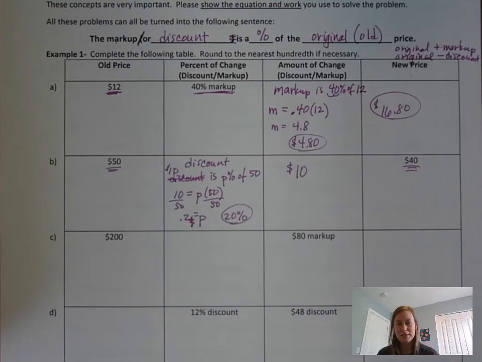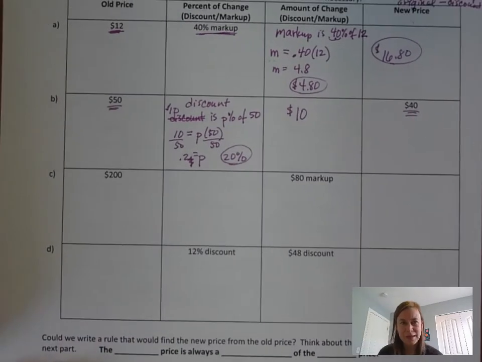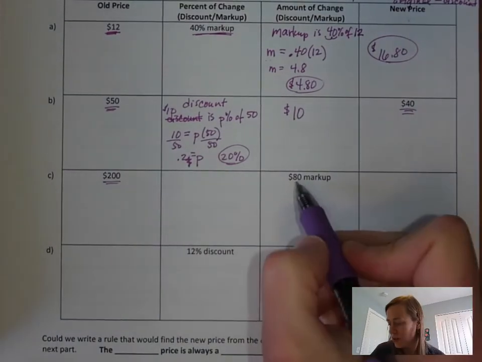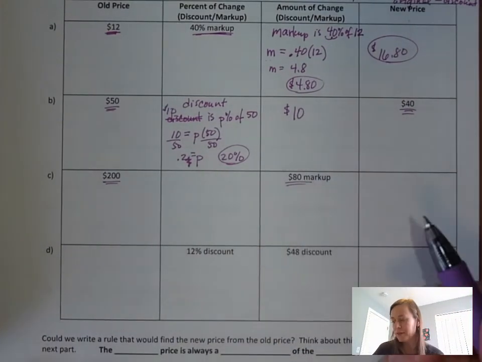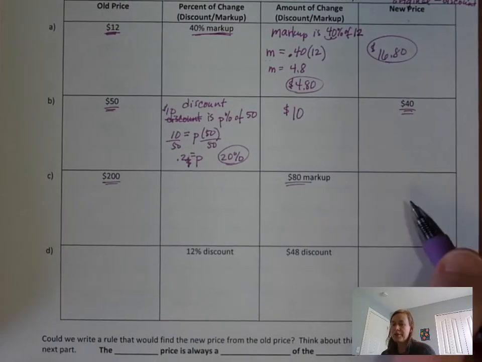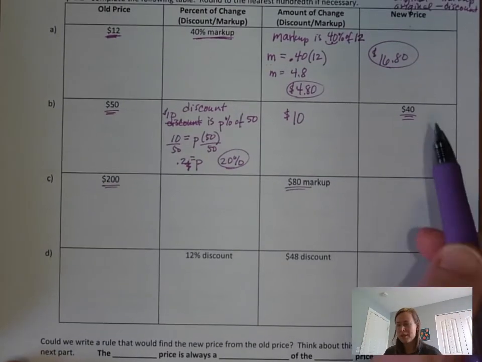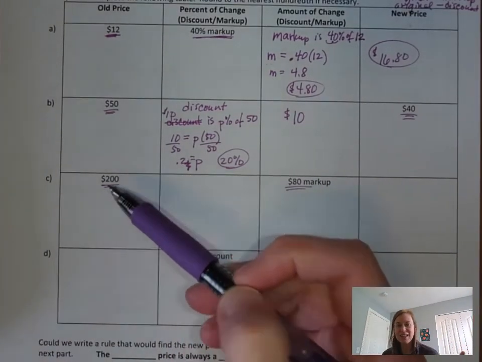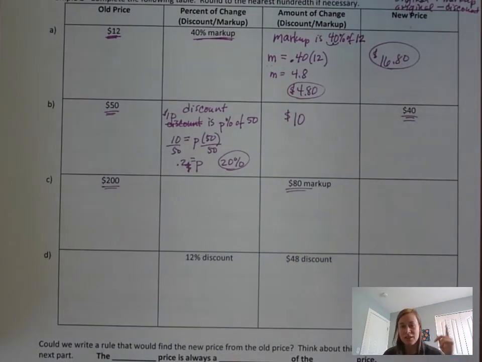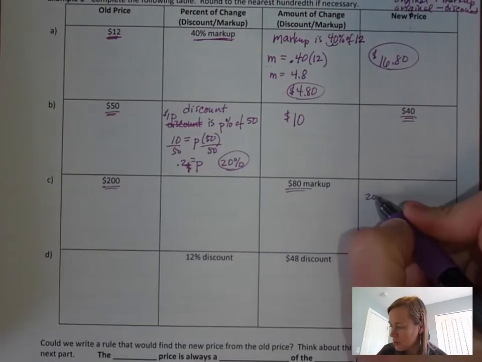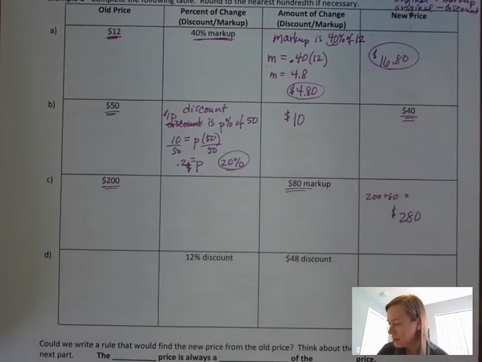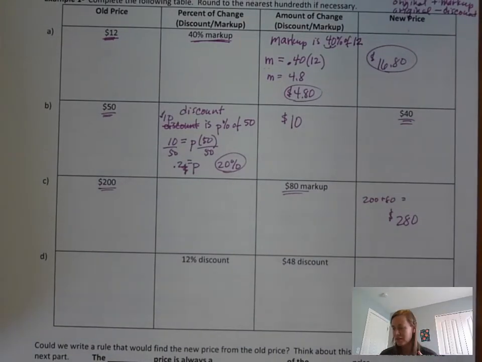All right, looks like we've got everything in this row. Let's go on to the next one. Okay, different pieces of information. This time you have the original price being $200, and you know that it got marked up by $80. Okay, so let's go ahead and answer this column first. What is the new price going to be? If it started at 200, and then went up another $80, you're going to have to add those two amounts, and 200 plus 80 is going to give you $280. Okay, so $280 here.